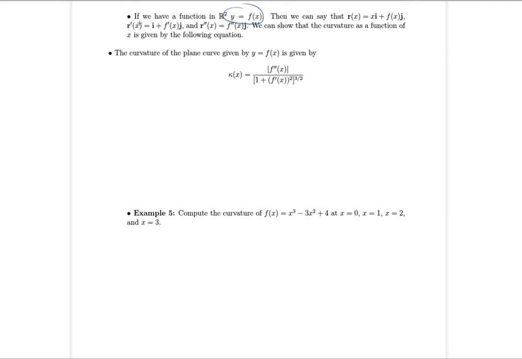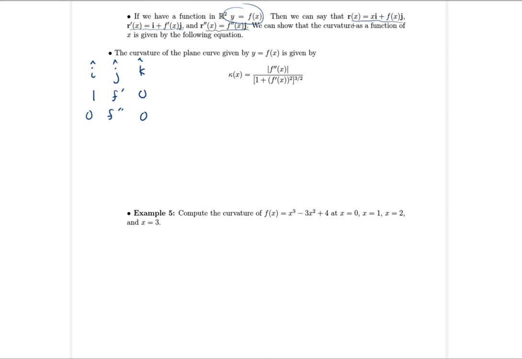And then what you can observe is that r prime of x is 1, f prime, and r double prime is just f double prime. And so if you artificially say the k component, or the z component, is 0 at all times, then you can go ahead and apply the formula that we had. So you can do i, j, k and do a cross product with (1, f prime, 0) and with (0, f double prime, 0), right? So I'm just using these formulas that we made note of up here.